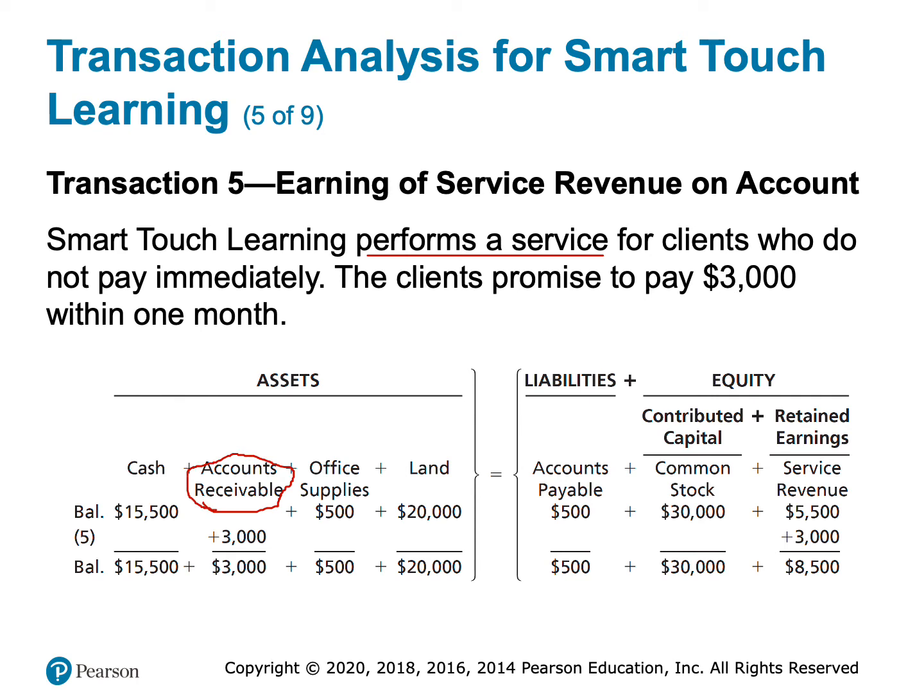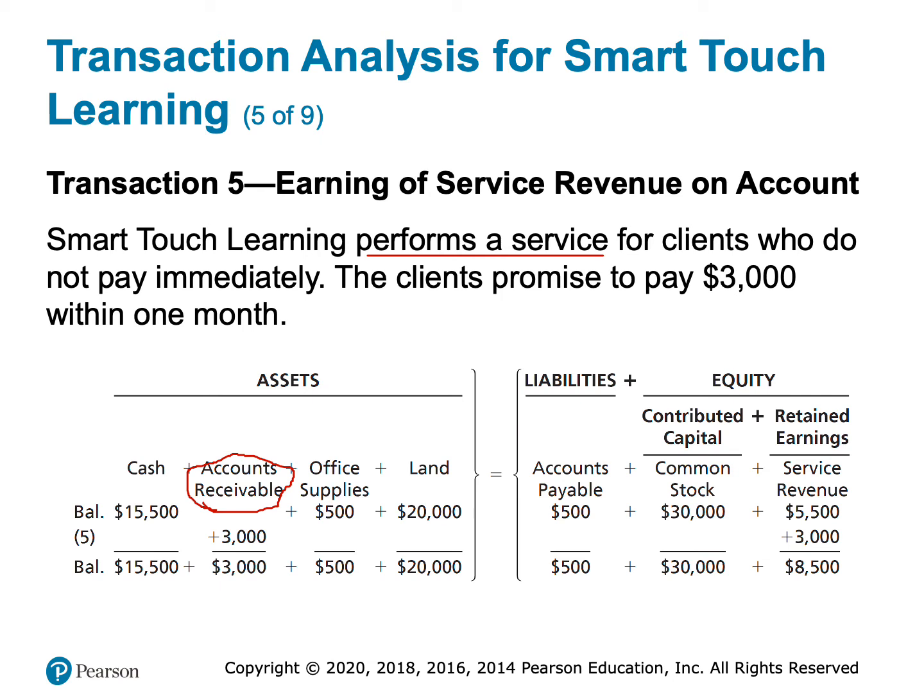Remember, we said assets are things that we own, and I own their promise, so to speak. But remember, the other definition of asset is an expected future benefit. I am expecting to receive $3,000 in the future, and that's certainly a benefit. So I get to call that an asset. So their promise is recorded as an increase of $3,000 on the asset side.